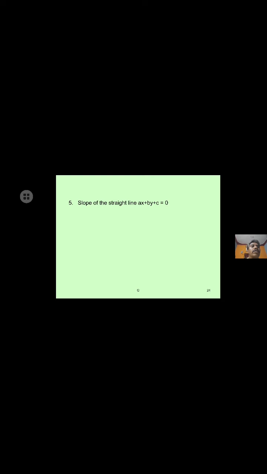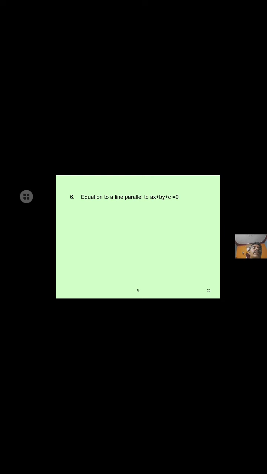Next, fifth question. Slope of the straight line ax plus by plus c equals 0. This is the general or standard equation, ax plus by plus c equals 0. From this we can write the slope, that is minus x coefficient by y coefficient, that is minus a by b. So the answer is A, minus a by b.